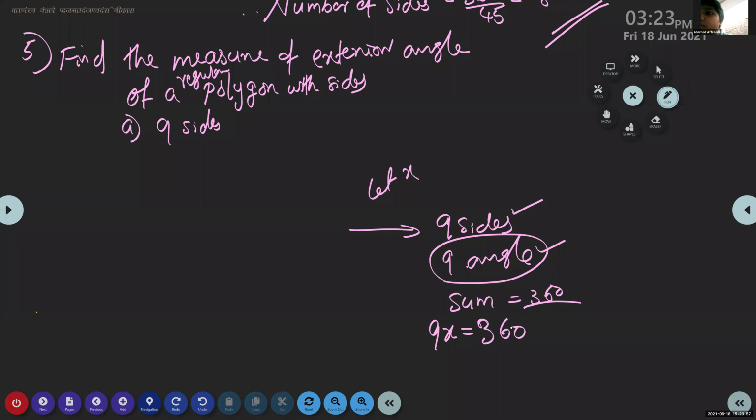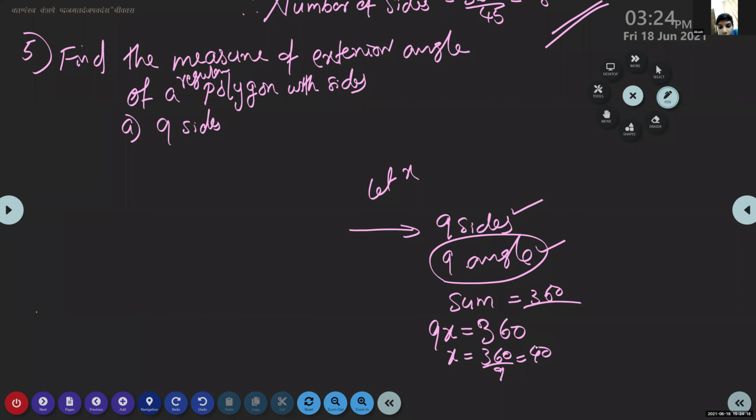x plus 9 sides or 9 angles. Okay, wait, don't say the answer in between. I am explaining to you. Wait. x plus x plus x, and so on, plus x, 9 x's is equal to 360. So 9x equals 360, and x equals 360 divided by 9, it is 40.